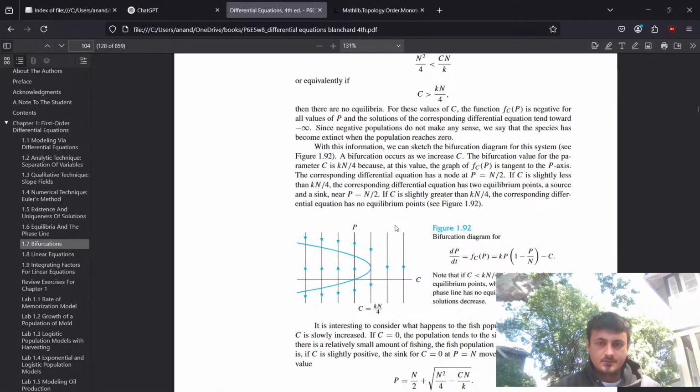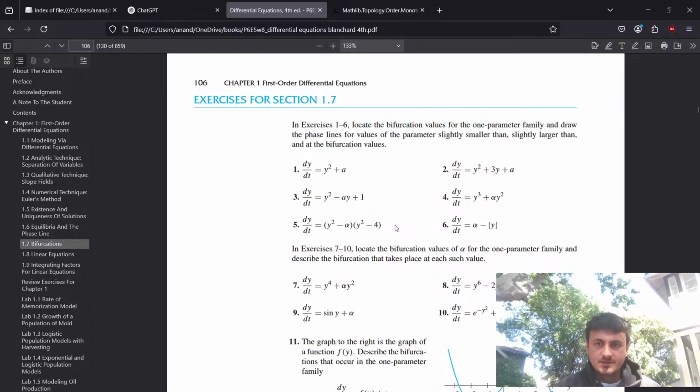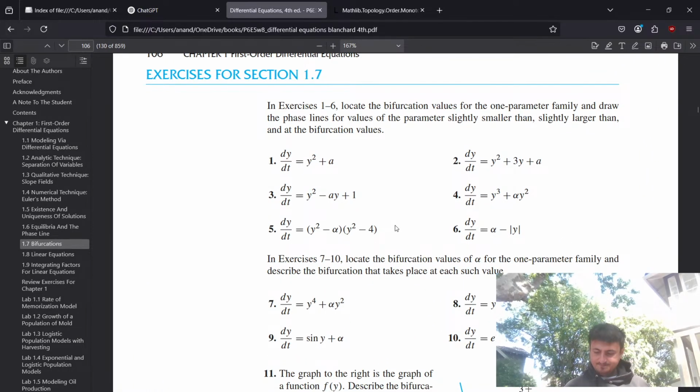Let's get it. All right, so we already read this. Now we're just gonna get some practice. Okay, so locate the bifurcation values and then draw the phase lines for values of the parameters slightly smaller than, slightly larger than, and at the bifurcation values. All right, cool. So we're just going to hammer these because surely this will be on my quiz.